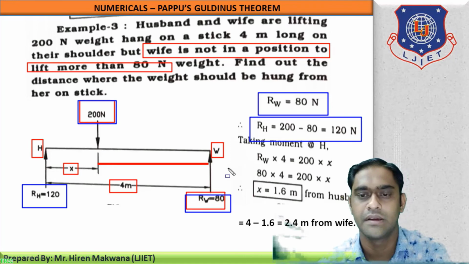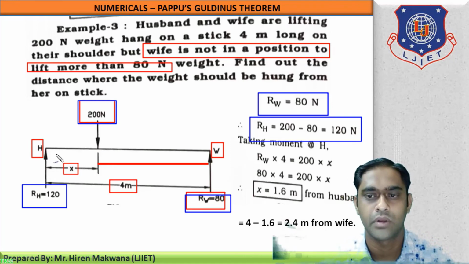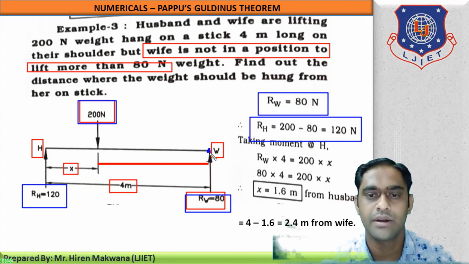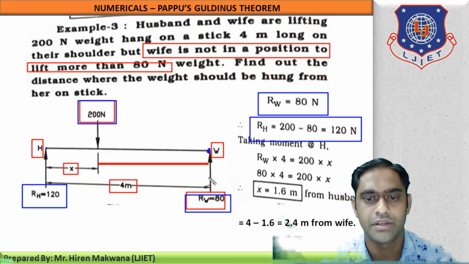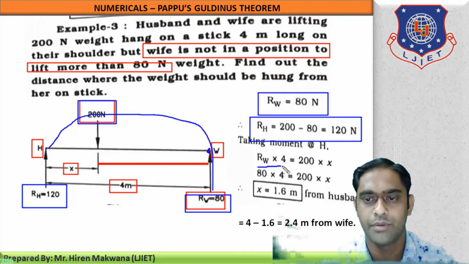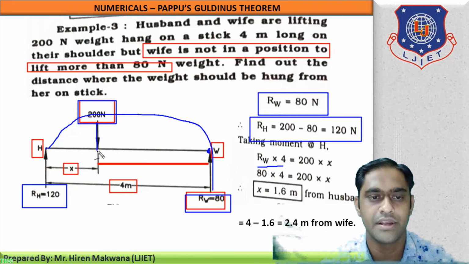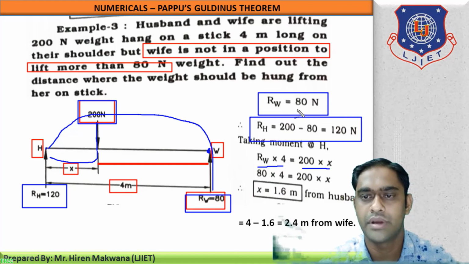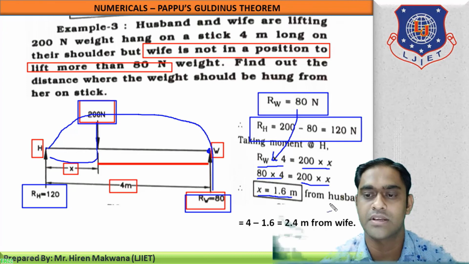Now in step number 3 you have to take moment at the left support. Here it is taken at the right support. So both are possible, you can do either. So at the left support, taking moment about this point, you can see in the figure. So what is the anti-clockwise moment? RW into 4 is the anti-clockwise moment. Okay, now what is the clockwise moment? 200 into x is the clockwise moment. So RW is 80 Newton, replacing over here, you will get 80 into 4 is equal to 200 into x. So x will be equal to 1.6 meter from the husband.